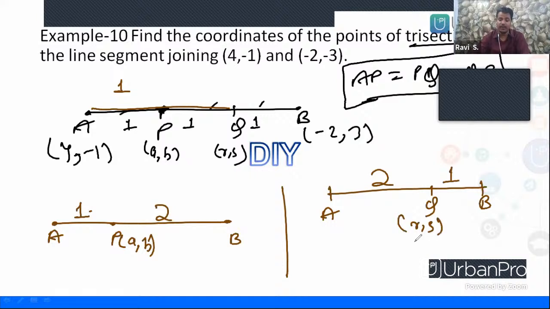Again, just find the ratio R and S. So that's up to you. You have to solve it at your home. Just take a screenshot of it. Okay, good.